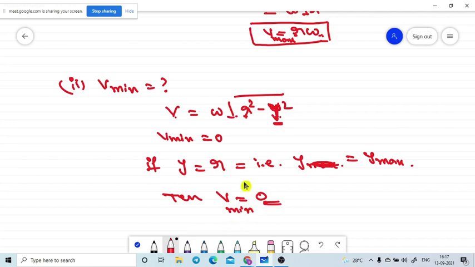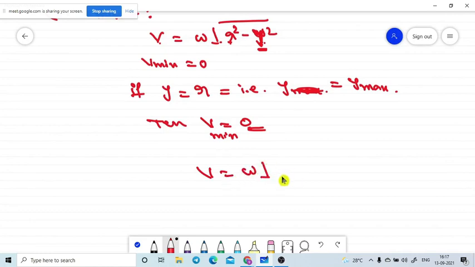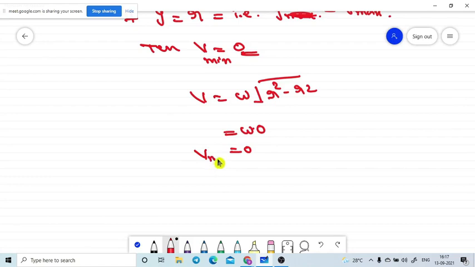Let me just substitute the value. V is equal to omega into square root of R square minus R square, because instead of y I substituted y maximum, which is nothing but R. So R square minus R square is 0, and omega into 0 is 0. This is the minimum velocity of the particle. The particle has minimum velocity at the maximum displacement position. Will you please look at this one?